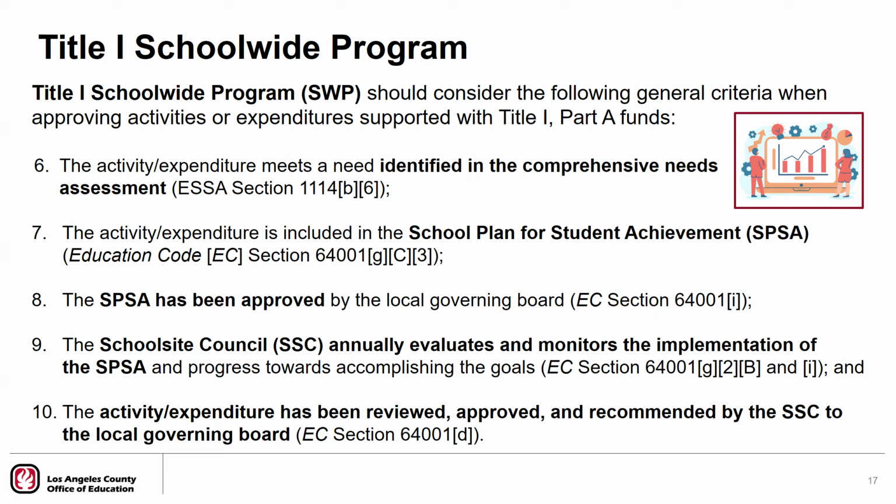The plan has been approved by your local governing board, and the school site council will be able to annually evaluate and monitor the implementation of these activities stated within the school plan. And lastly, the activity or expenditure has been reviewed, approved, and recommended by the school site council to the local governing board.